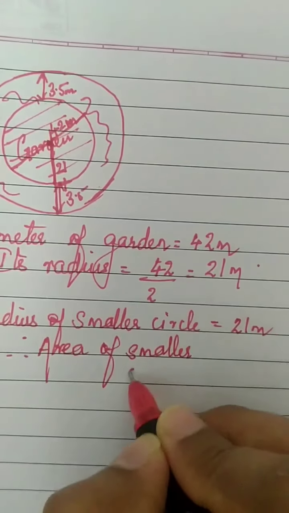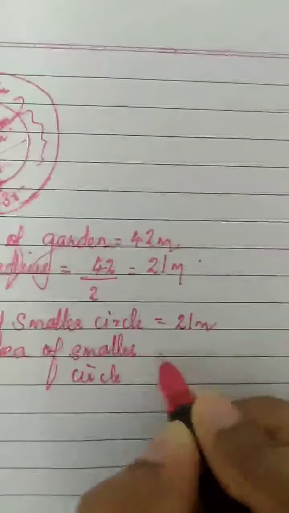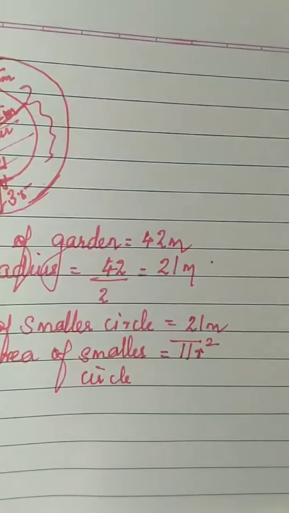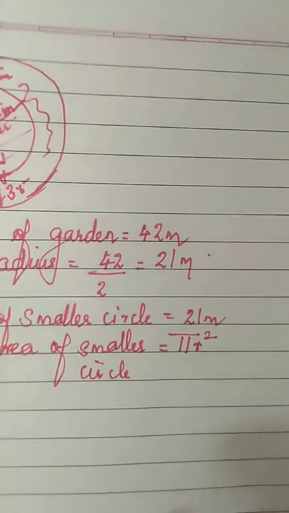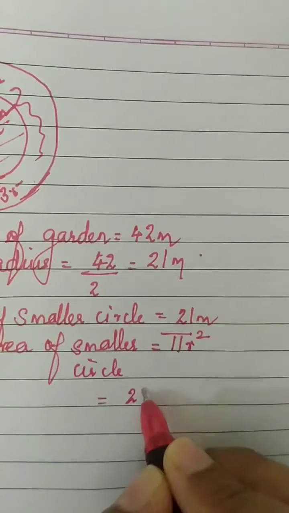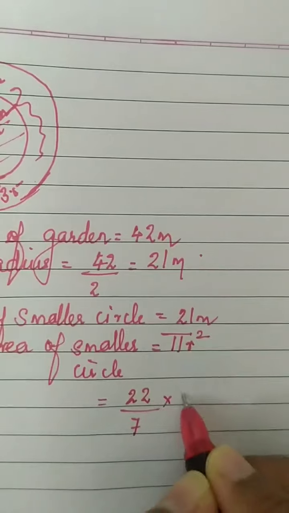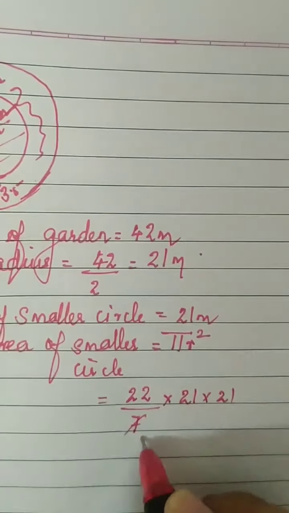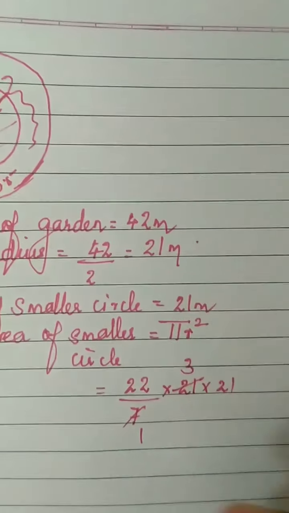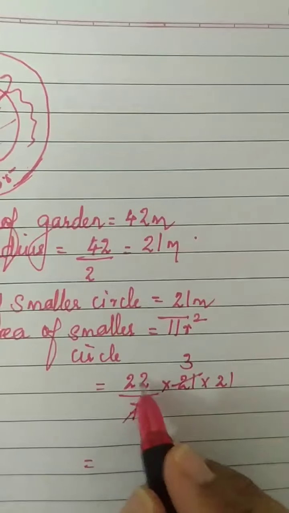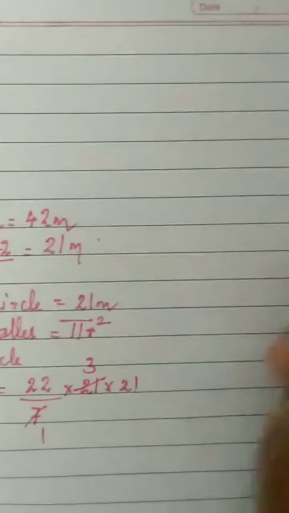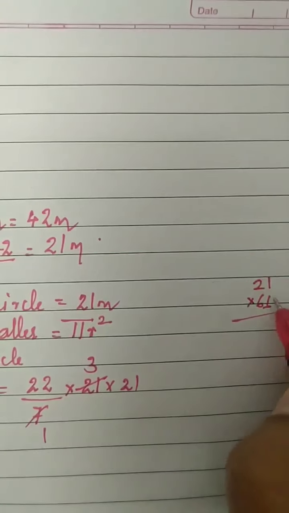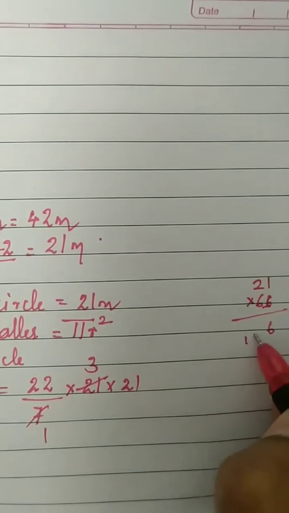will be, what is the formula of area? Pi r square. So, pi r square, which is equal to 22 upon 7 into 21 into 21. 7 ones are 7, 3s are 21. 22 into 3 is 66. 21 into 66. 6 ones are 6, 6 twos are 12.